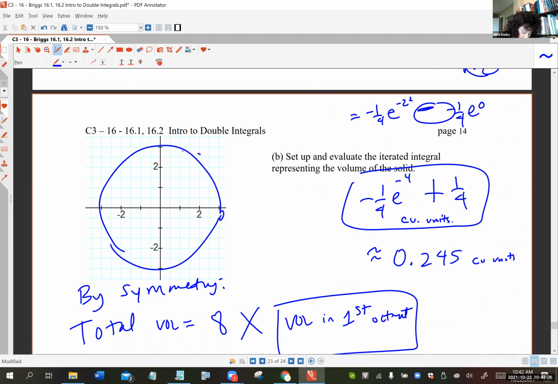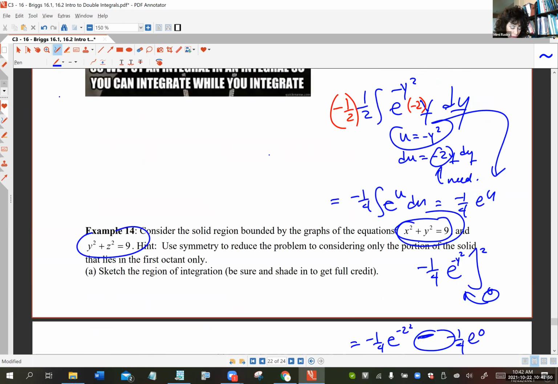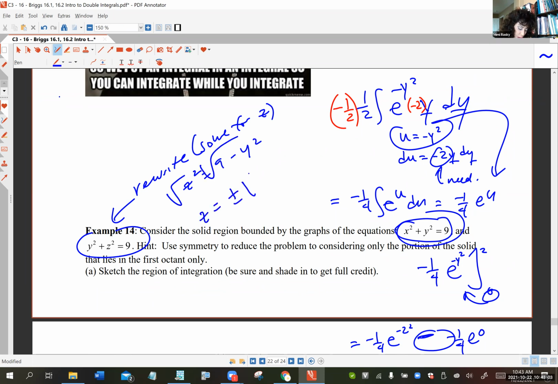If we look at only the first quadrant, this would be the base of the solid that's restricted to the first octant. Okay, and then the capping surface, well, we would have to rewrite the capping surface. We want to solve this for z, and when you take the square root of both sides, you'll get z equals plus or minus the square root of 9 minus y squared.